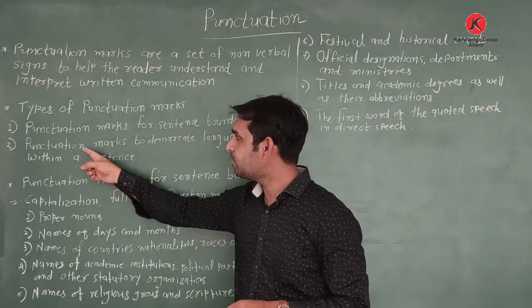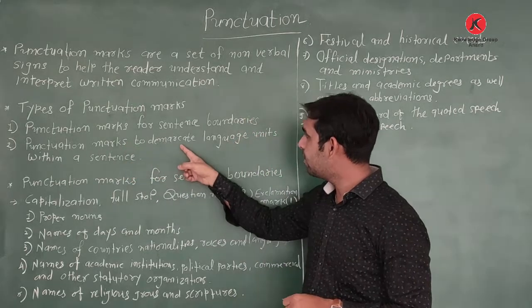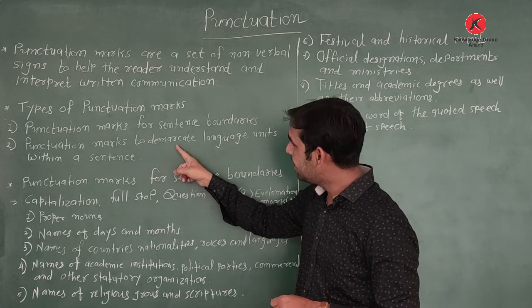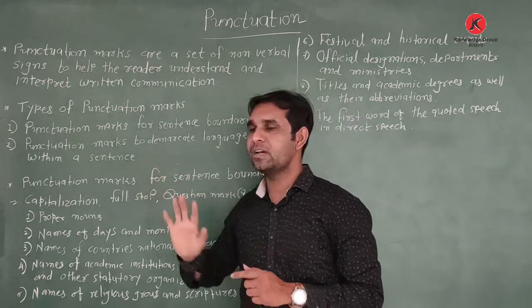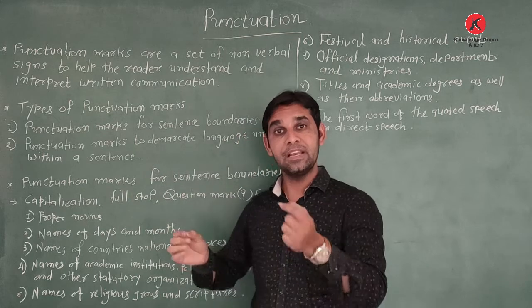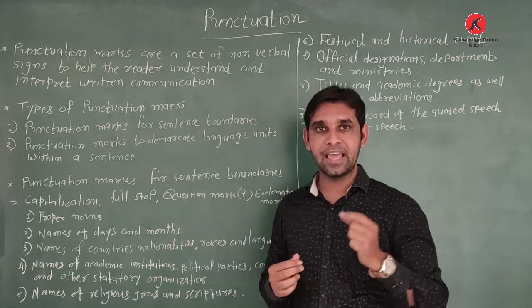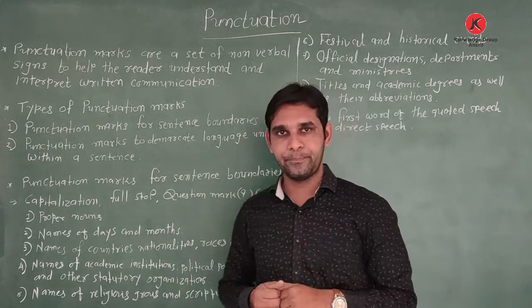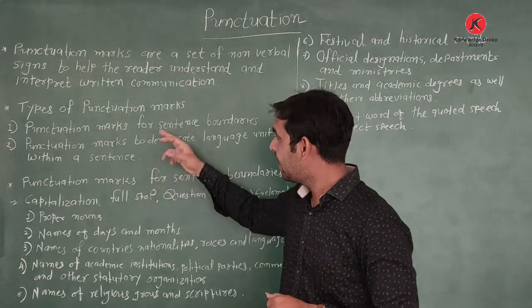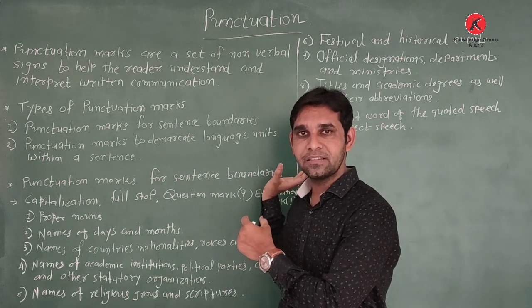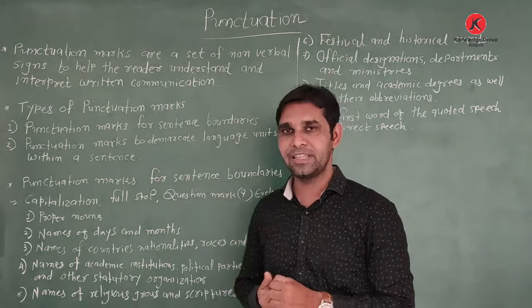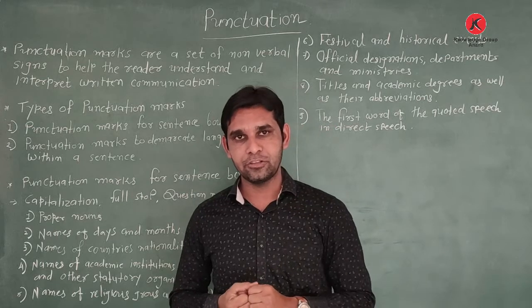The second one is punctuation marks to demarcate language units within a sentence, inside the sentence, for example the comma. And at the end of the sentence we put the boundaries, which are the symbols of punctuation marks.